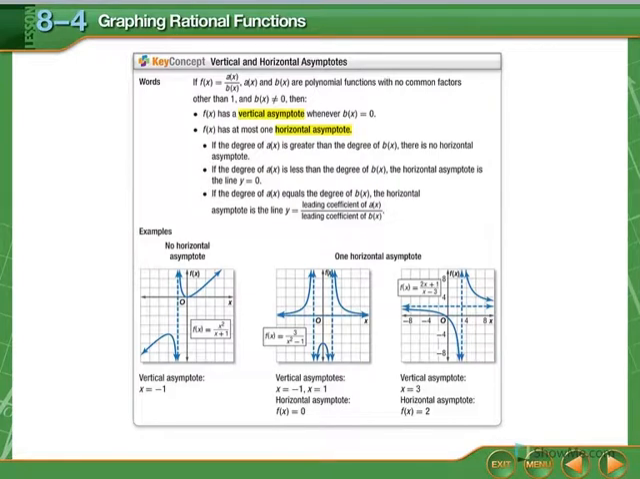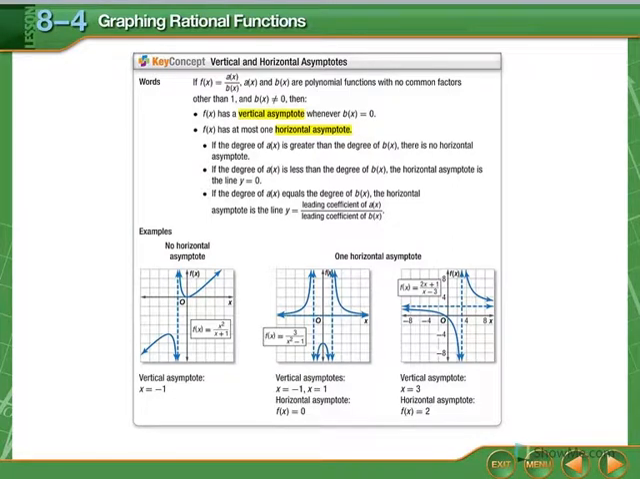We have a vertical asymptote, meaning whenever your x value can't equal a number. f of x has at most one horizontal asymptote, and we're going to talk about how you can actually tell what your horizontal asymptote is. You're going to be comparing the degrees of your numerator and denominator.